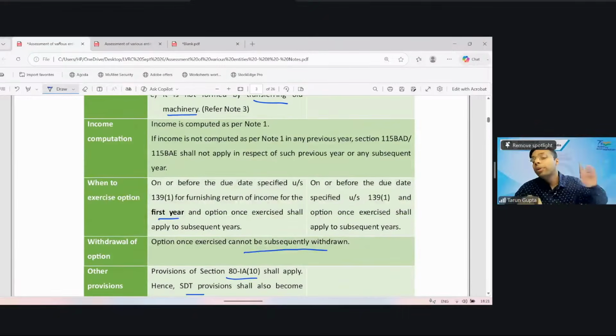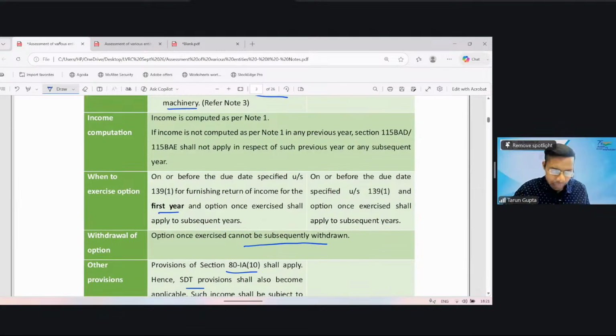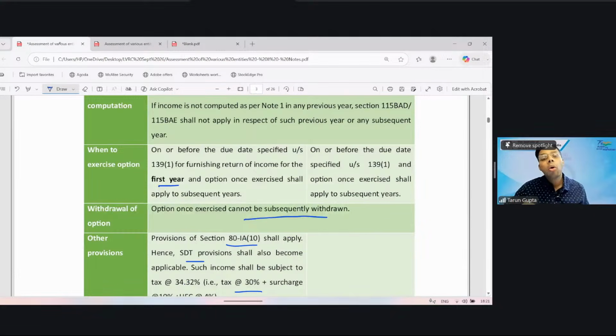Income has to be computed without the exemption or deduction as specified in this section, which is similar to what we discussed in case of companies. The option has to be exercised on or before the due date of return of income of the first year of the cooperative society. So it's very important. This option should be exercised in the first year. Once exercised, it cannot be withdrawn subsequently, it shall continue.